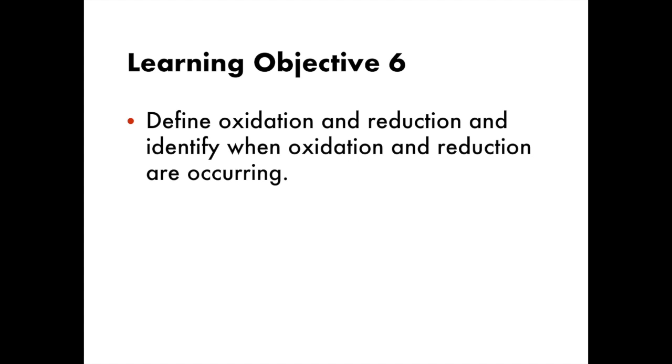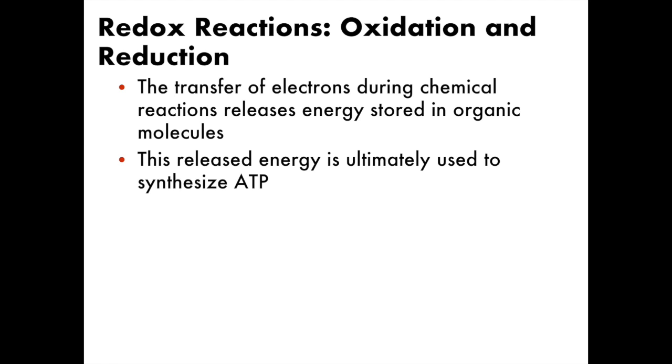All right, learning objective 6, we're going to talk about oxidation and reduction reactions, which are types of chemical reactions, and what happens when oxidation and reduction are occurring. So, when we start talking about cellular respiration in the next chapter, what we're going to find is this is a way for us to produce ATP. And hopefully now you appreciate how important ATP is.